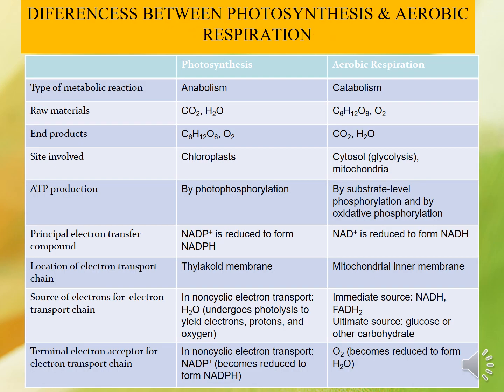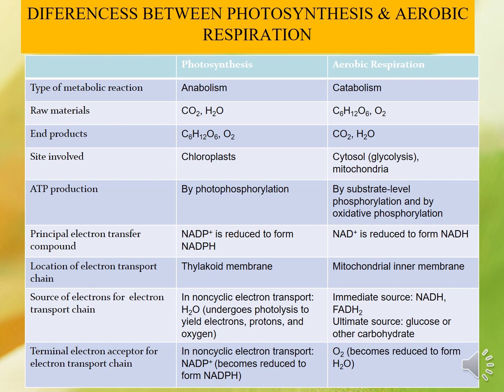Alright, and the last topic is the general differences between photosynthesis and aerobic respiration. As we learned before about aerobic respiration, the type of metabolic reaction is catabolism. Why catabolism? Because we break down the raw material. We break down glucose in the presence of oxygen. So the raw materials are glucose and oxygen, and aerobic respiration produces CO2 and water.